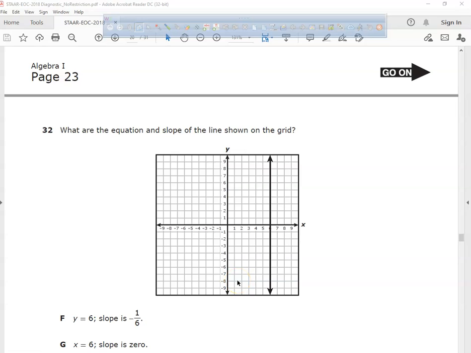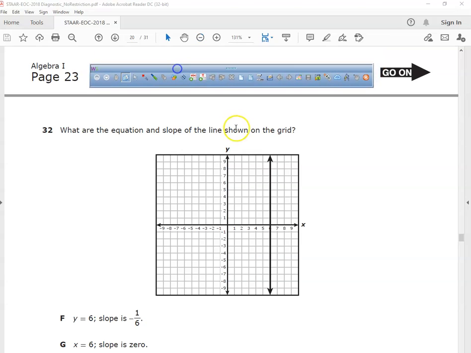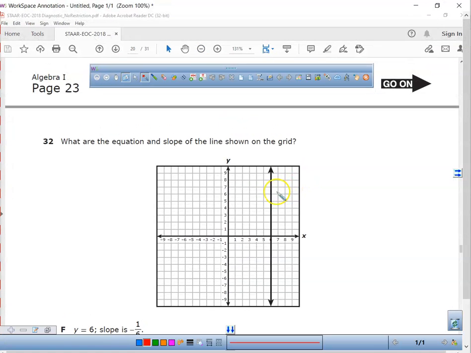All right, so guys, right now we're on question number 32. If you take a look at this, we have a vertical line. Anytime you see a vertical line, you know it's going to be x equals a specific number. What is the x value, not the y value, right there? 6, very good.